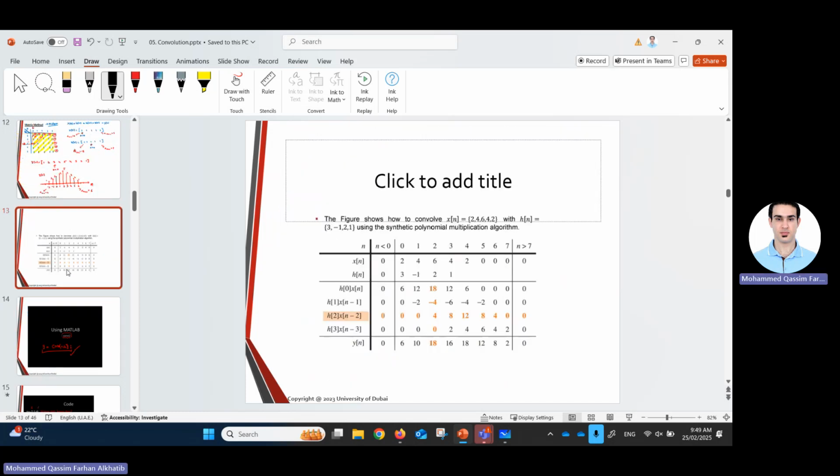Okay, so here's another example. Now it says: how to convolve x of n, 2, 4, 6, 4, 2, with h of n. So let's do that. 2, 4, 6, 4, 2.